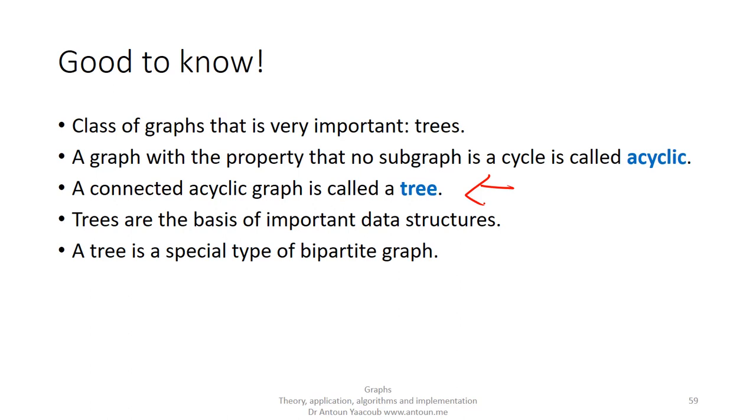This is very important. Whenever there are no cycles, it means there are always paths, and I cannot repeat vertices since there are no cycles at all. So there's always one path, and it's always the shortest path. That tells us that trees are the basis of important data structures. We will see that in data structures later in the second semester. And a tree is a special type of bipartite graph. We'll see why that is very important.